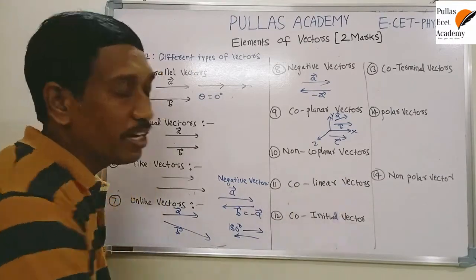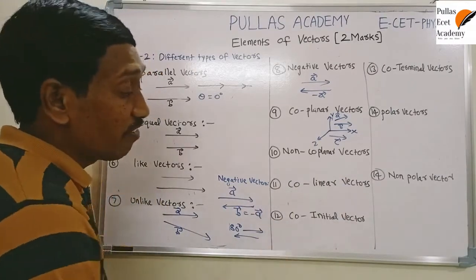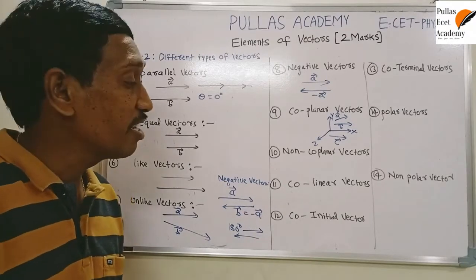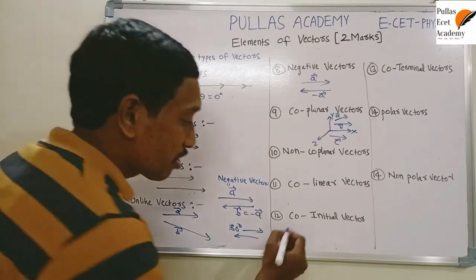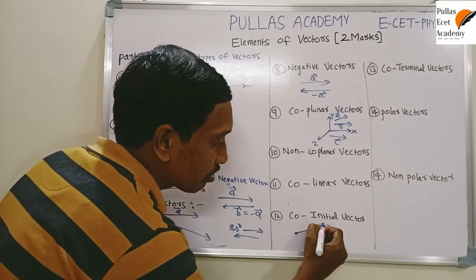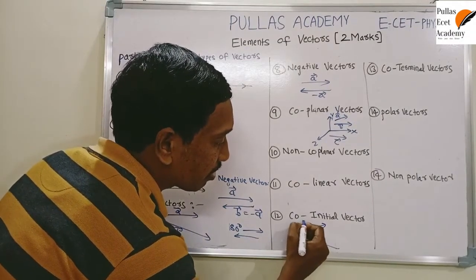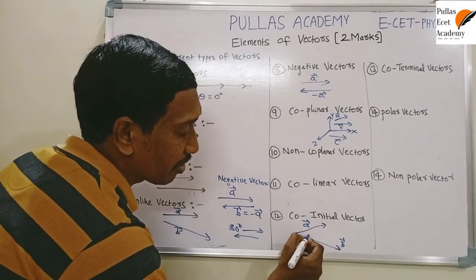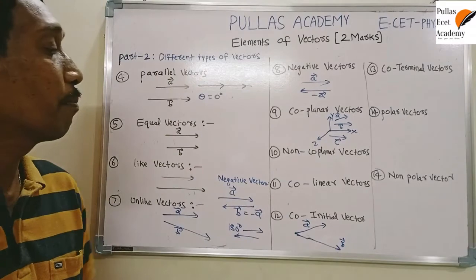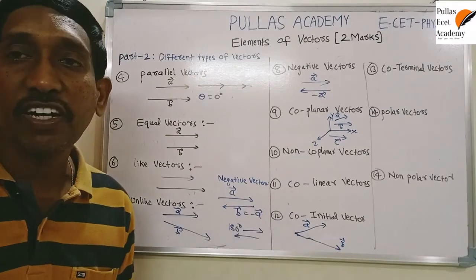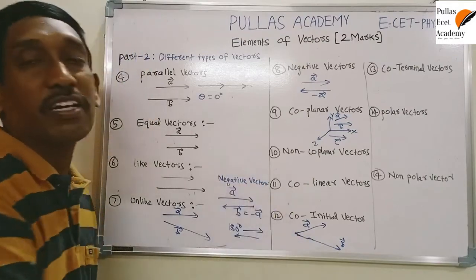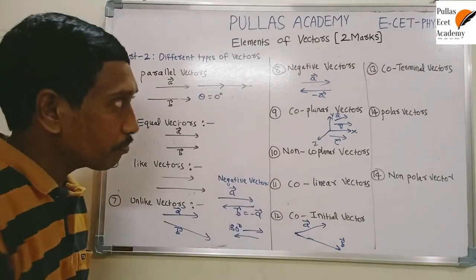Next, co-initial vectors. Co-initial vectors means the two vectors start from the same point. The initial point of the two vectors is the same. Suppose they start from here, this is one vector, this is another vector, a bar vector and b bar vector. The directions and magnitudes are different, but these two vectors start from the same initial point. That's why these are co-initial vectors.